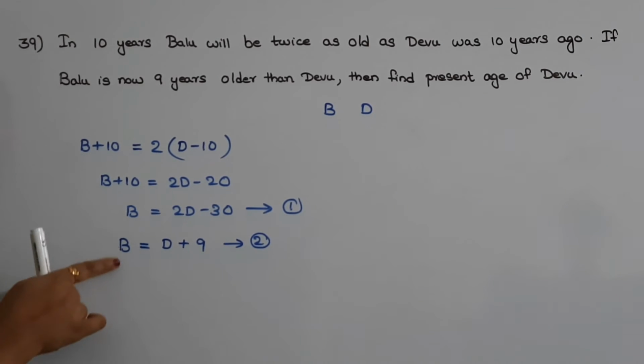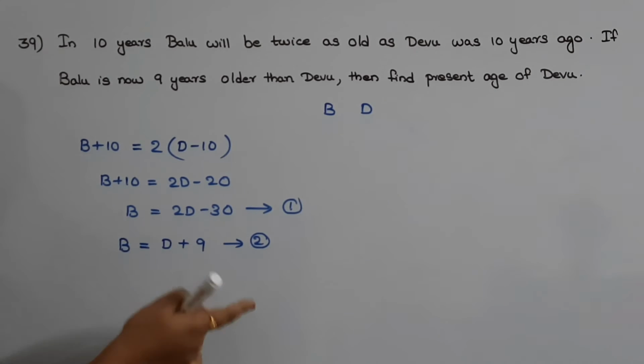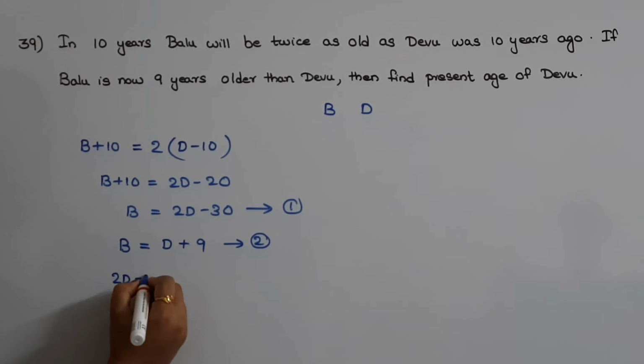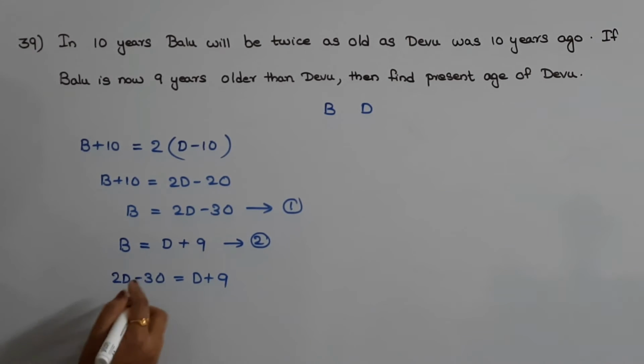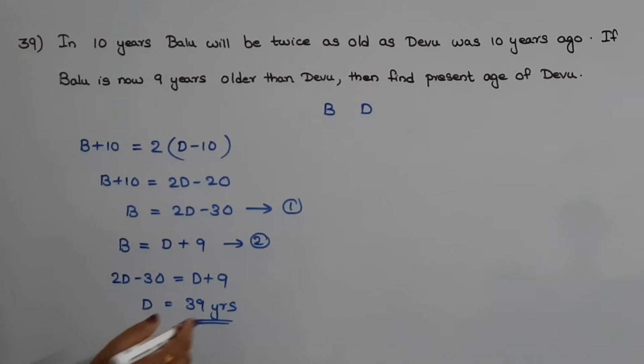Now the LHS of the first and second equation are same. So we can equate the RHS. On equating the RHS of first and second equation, we will get the value of the age of Devu. So on solving this, D value will be equal to 39 years. Hence the present age of Devu will be 39 years.